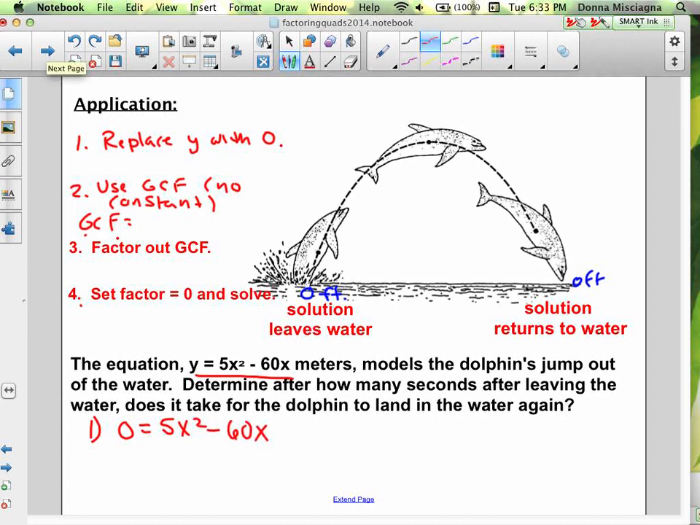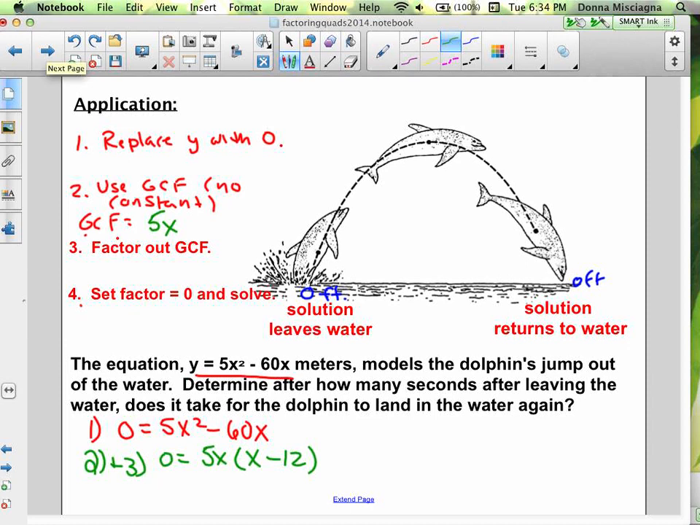Step 2, we're going to use greatest common factor. There's no constant term. What's the greatest common factor? The largest term that divides evenly into 5x squared and negative 60x. Well, they're both divisible by 5, and they're both divisible by x. So we're going to factor out a 5x. This is steps 2 and 3 together here. We have 0 equals, we're factoring out the 5x. So 5x squared divided by 5x is an x. Negative 60x divided by 5x is going to be negative 12.